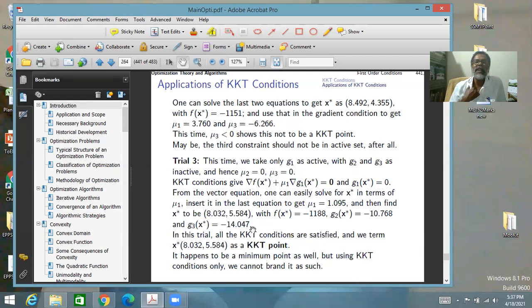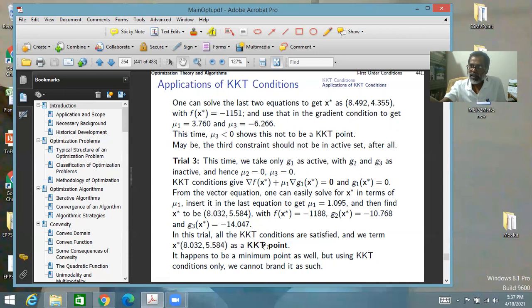If you check G1, then obviously it will turn out to be 0, because that is how we got it. Now, in this trial, we find that all the KKT conditions are satisfied. And therefore, we term this point as a KKT point. And that means this point has passed through the shortlisting criterion.